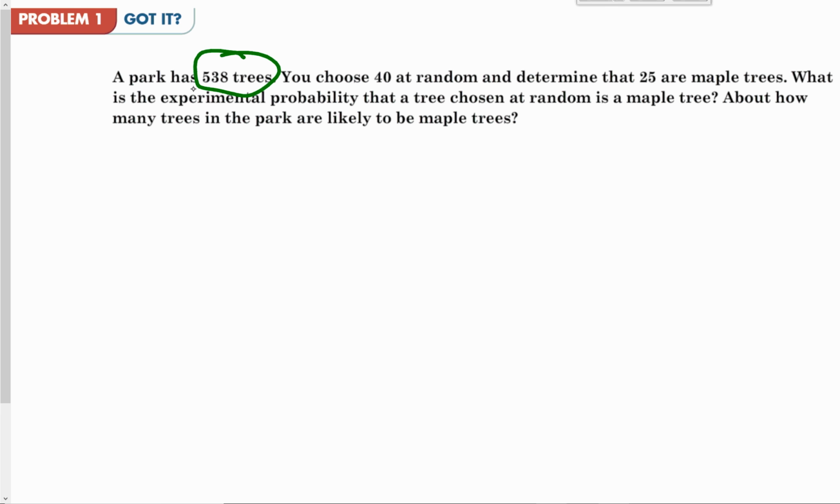You have 538 trees. You choose 40 at random. So that's how many total there are of trees, but you choose 40, so you're only looking at 40 of them and determine that 25 of those 40 are maple trees. Okay, so you want to write an experimental probability for that, and then you're going to do just like I did on part B. You're going to use the new total with that same probability, the number you found over the total number of trees that you looked at. And you're going to do the same thing.